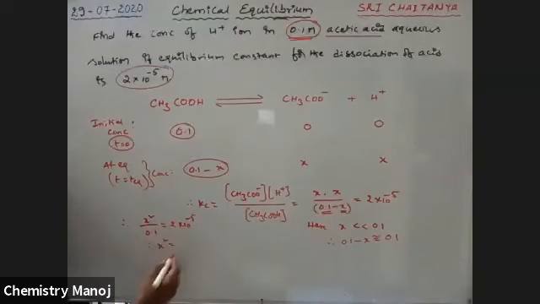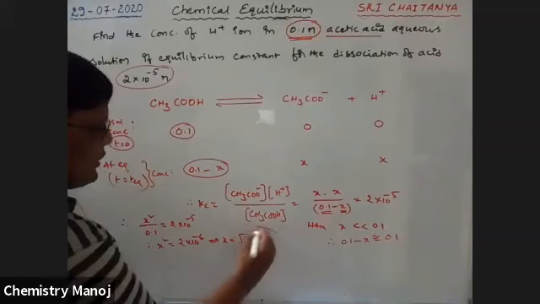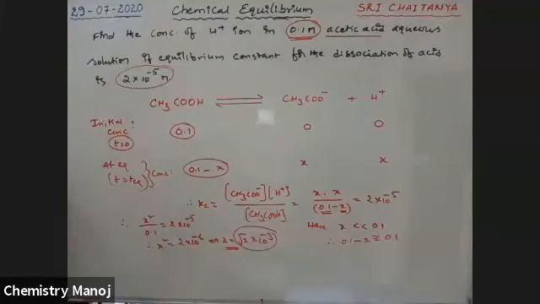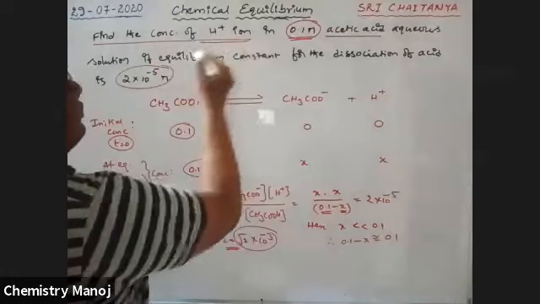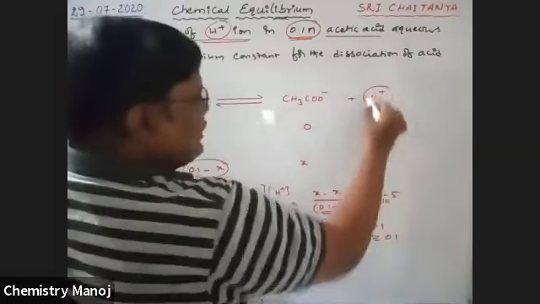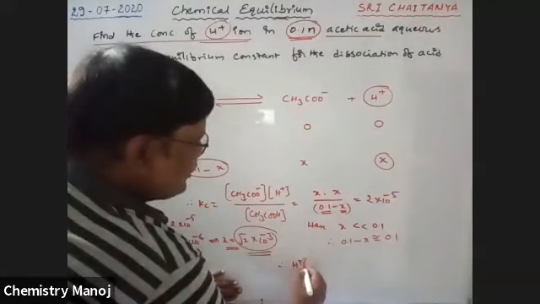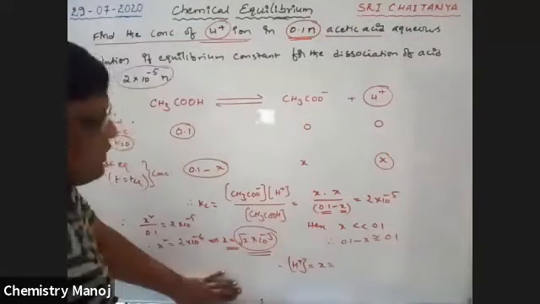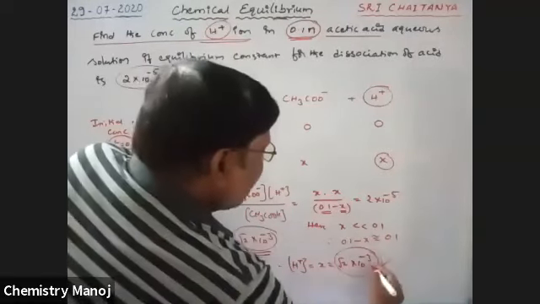Therefore, x square is equal to 2 into 10 power minus 6. That implies x is equal to root 2 into 10 power minus 3. Now we want to calculate the concentration of H plus ion. The H plus ion concentration is nothing but x, and that x value is this much. Therefore, H plus ion concentration is equal to x, which is equal to root 2 into 10 power minus 3 M.